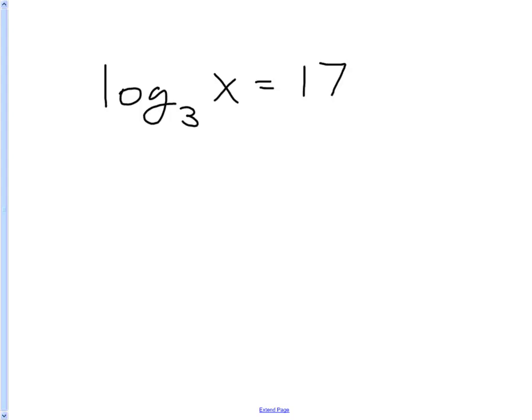And first of all, I'd like you to say that properly. Log. Perfectly. Log base 3 of x equals 17. Okay, now I'd like you to write it as an exponential. Stay with me one little step at a time.